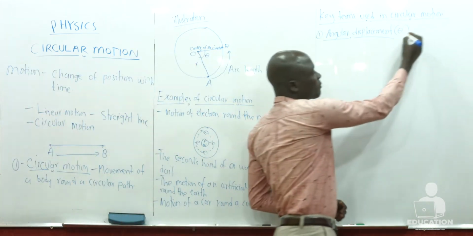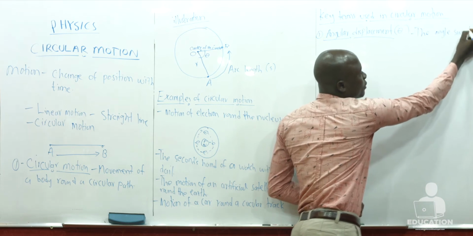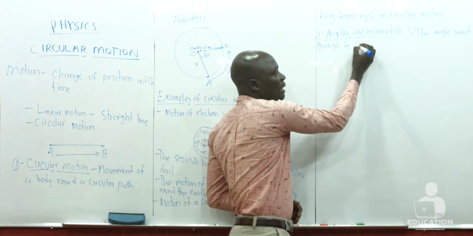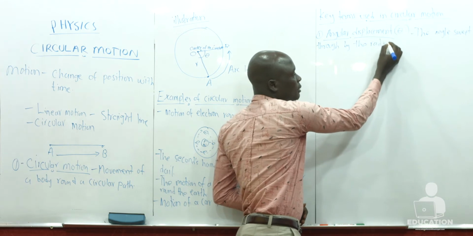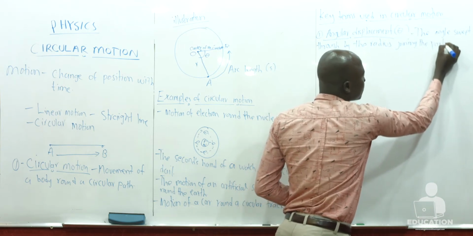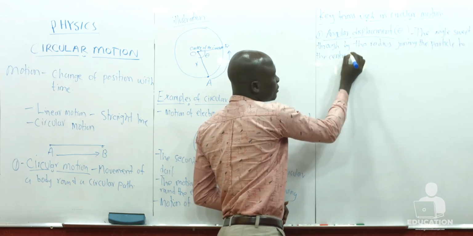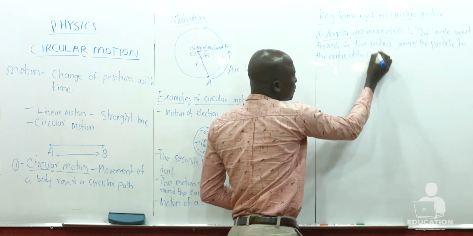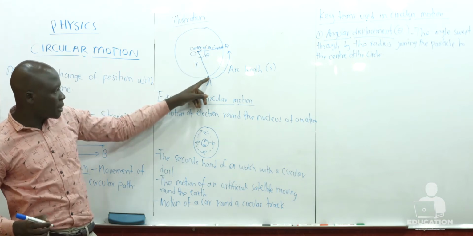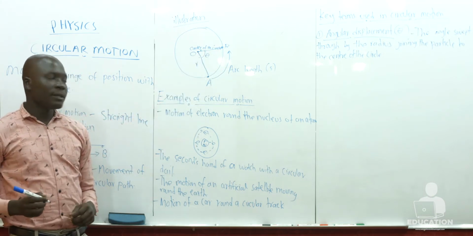So we say angular displacement refers to the angle swept through by the radius joining the particle to the center of the circle. So now the angle that is swept through by the radius, this is the radius that joins the particle to the center of the circle. So this angle that is swept through by this radius is what we call the angular displacement.